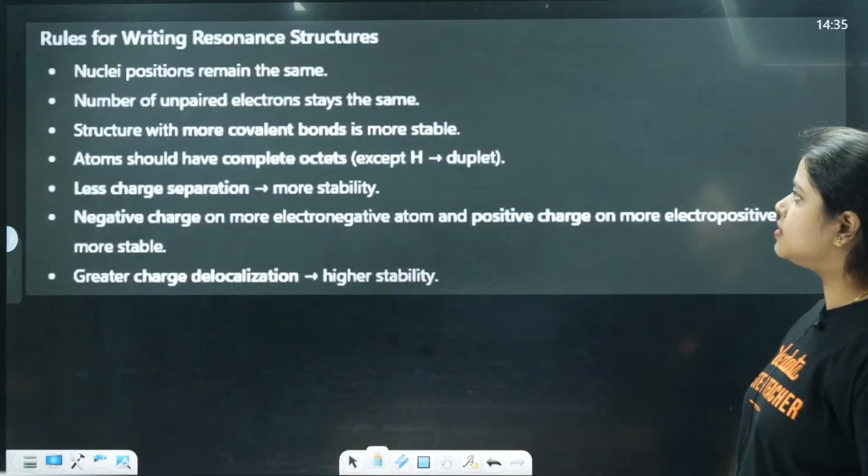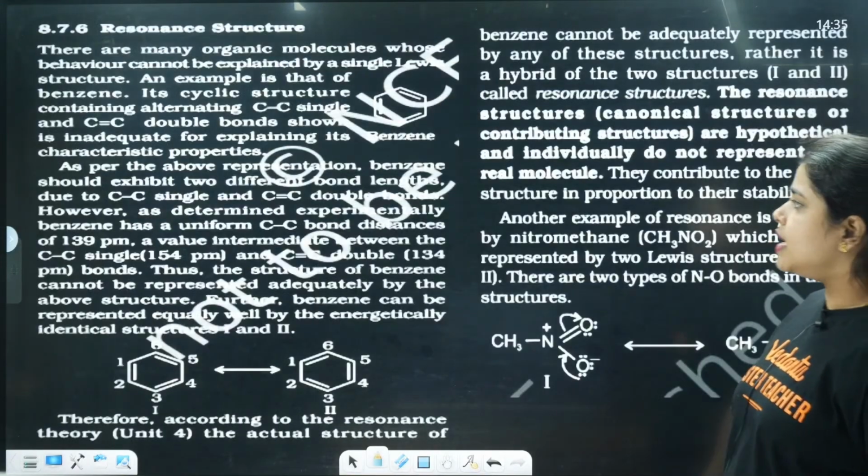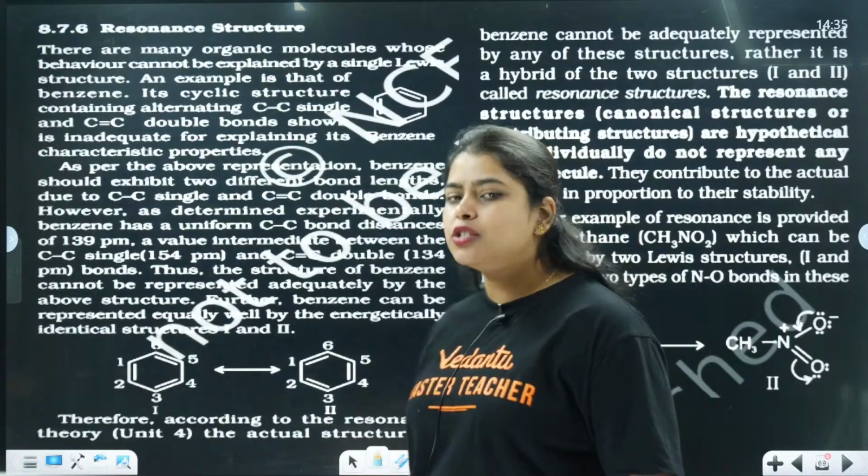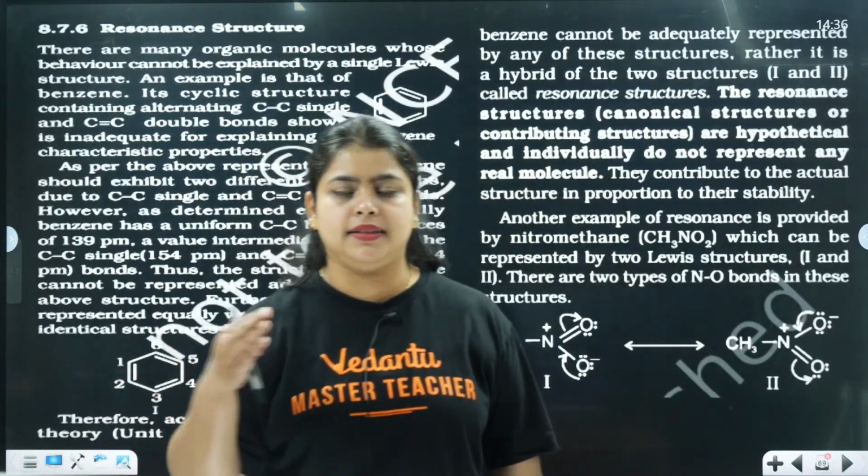So how are we going to understand the resonance structure now? In resonance structure, how is it possible? It means the bond transformation is happening in the resonance structure.